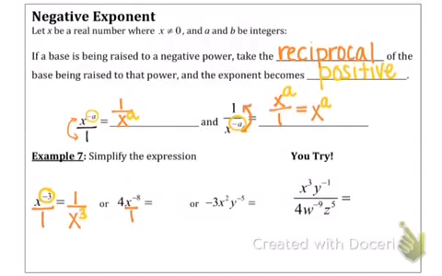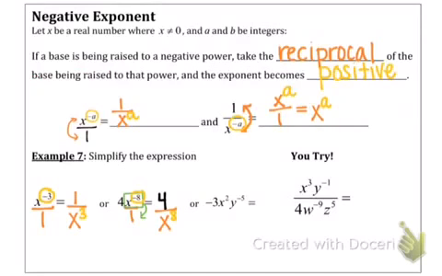In the next example, the only part of this expression that is being raised to the negative power is the x. The 4 does not have a negative exponent, so we're actually going to leave 4 right where it was. The only part that will move to the bottom is the x to the negative 8th. So our 4 stays on top while our x moves to the bottom, and then our exponent of negative 8 also moves to the bottom and becomes positive. So now we have 4 over x to the 8th.